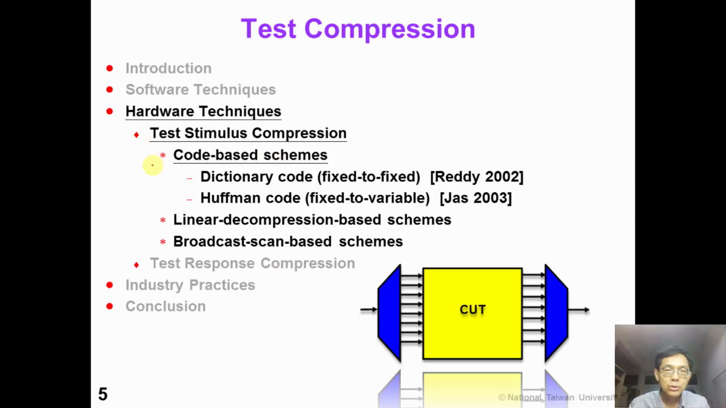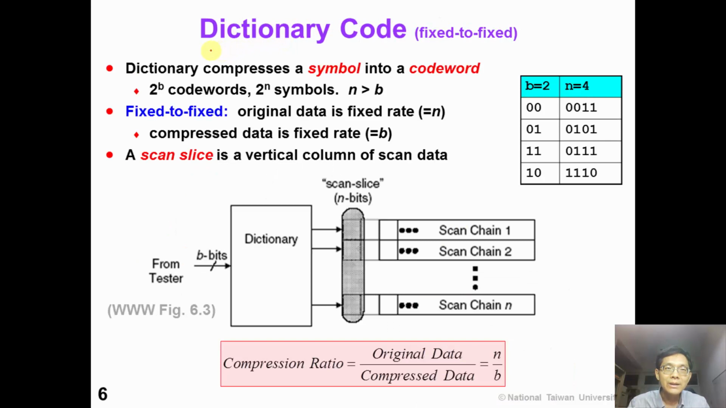Now we will introduce three types of hardware test stimulus compression in this video. The first one is the code-based scheme, the second one is the linear compressor-based scheme, and the third one is the broadcast scan-based scheme. Under the code-based scheme, we will introduce dictionary code and Huffman code, which were invented in 2002 and 2003 respectively.